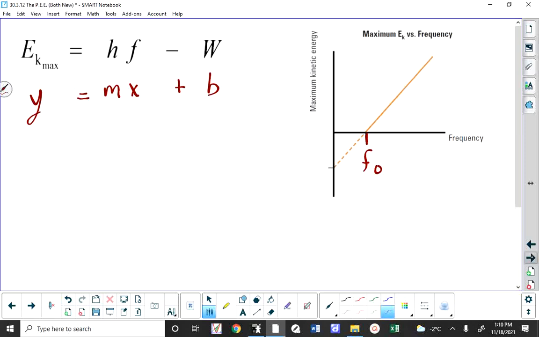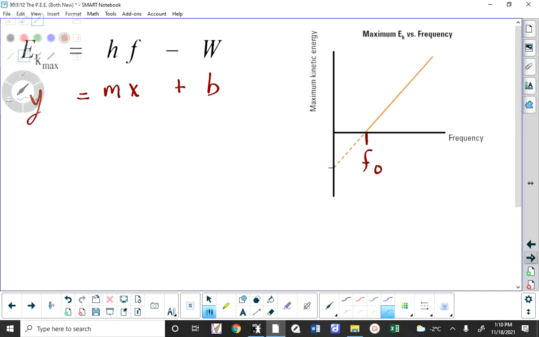And it shouldn't go through the origin, right? Think about that. If it went through the origin, that would mean that a radio wave photon would always cause electrons to be ejected from any metal. Because as soon as you get any frequency, you get an energy coming out. So this is a direct comparison.